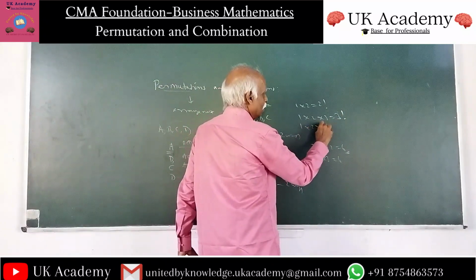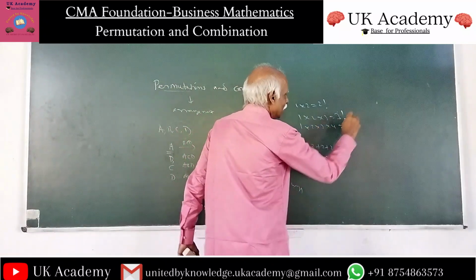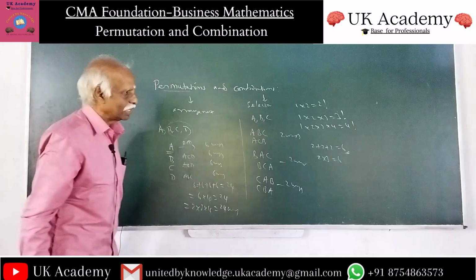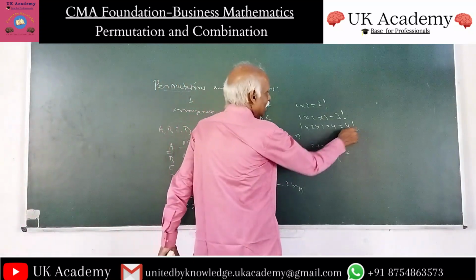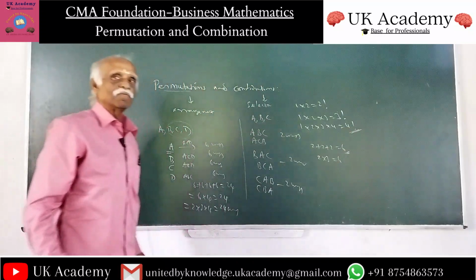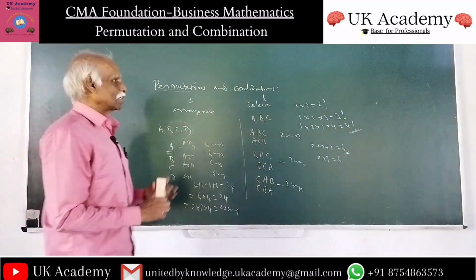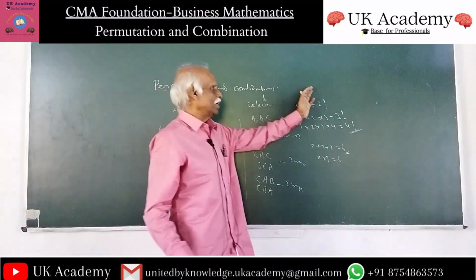1 into 2 into 3 into 4 can be written as 4. Of course, the value of 1 into 2 into 3 into 4 is 24. But that can be written in the new notation called 4 factorial. So now I tell you in terms of factorial.